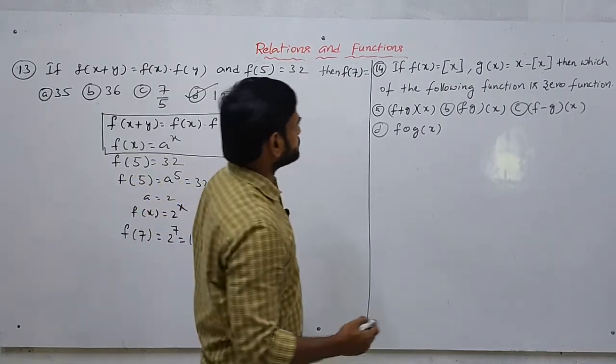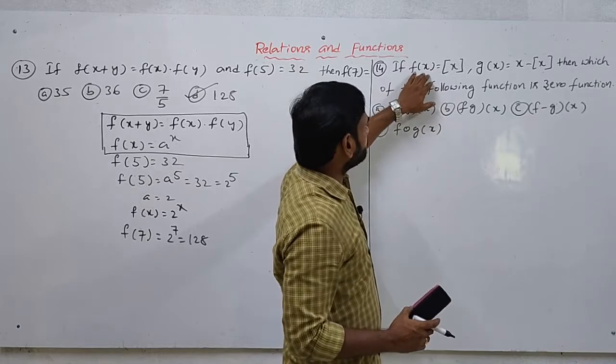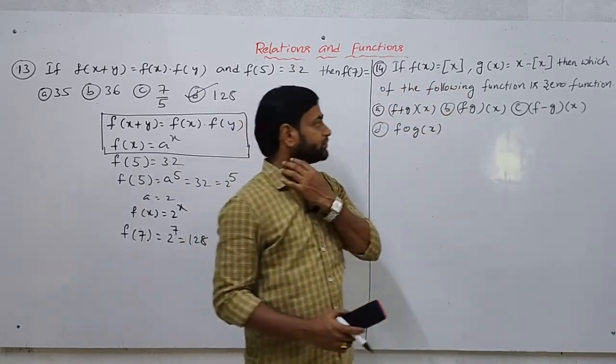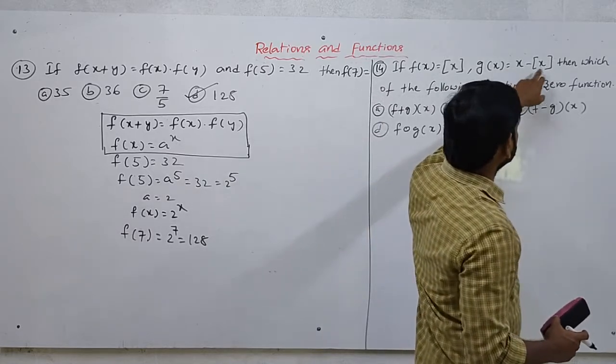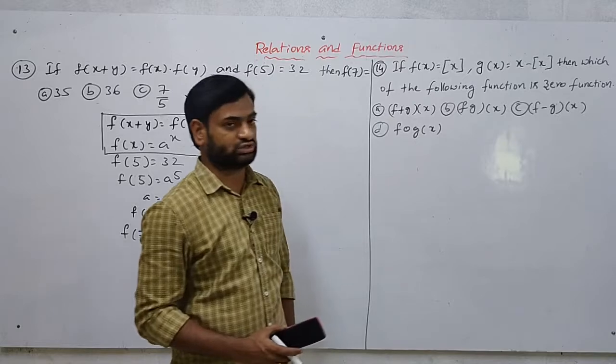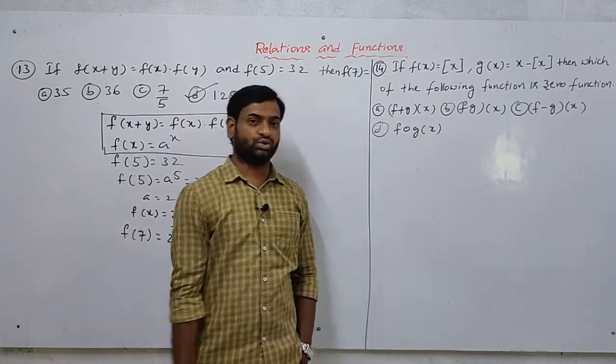Next, come to this. If f of x equals step x, all of you know about the step x, and g of x equals x minus step x, then which of the following functions is the 0 function? That means the answer should be 0.